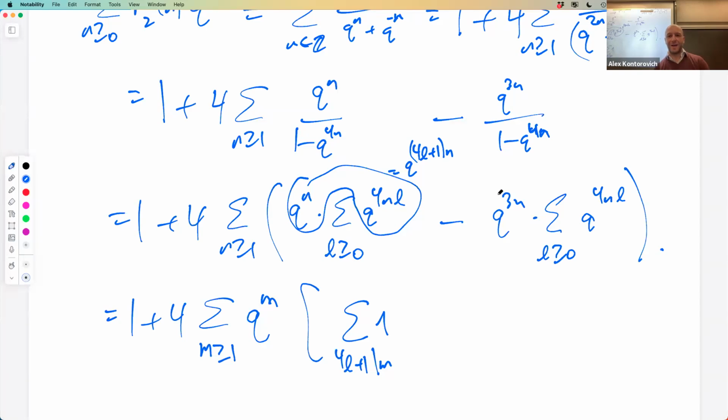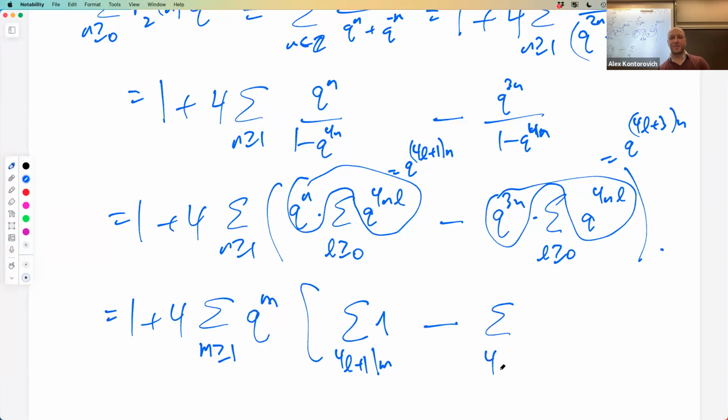Over here, I get the same thing, except this is 4l plus 3. This is q to the 4l plus 3 times n. m is just arbitrary, I'm putting the n's and the l's together to make m's. So how do I get a factor of q to the m? I get a factor of q to the m if 4l plus 1 divides m. Then that contributes once. Over here, I have a minus sign, and this is the number of divisors of m that are 3 mod 4.